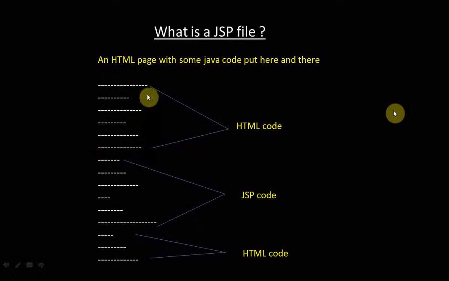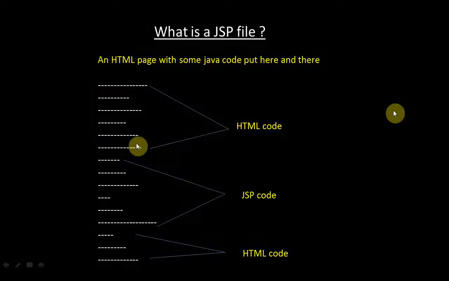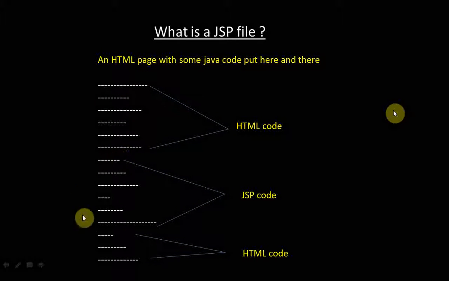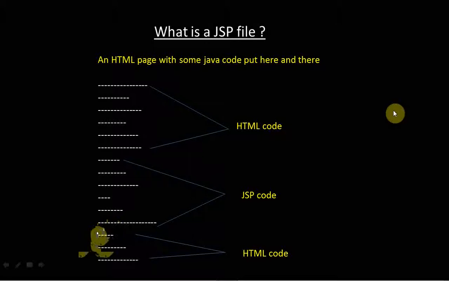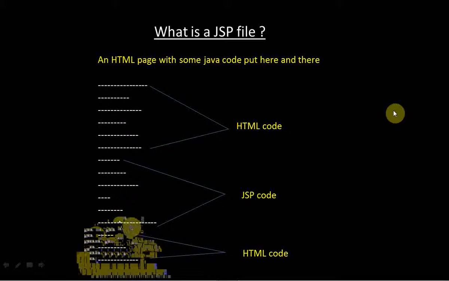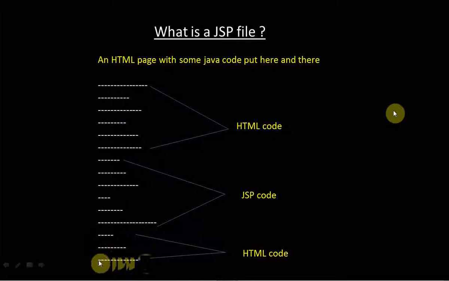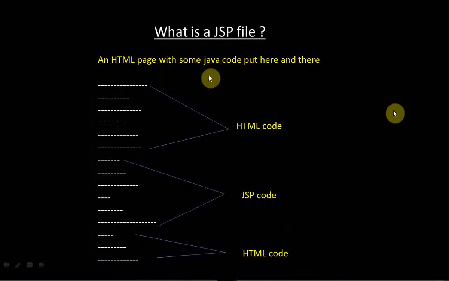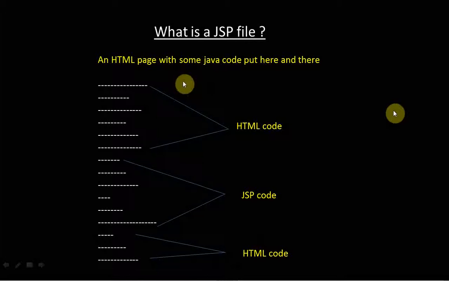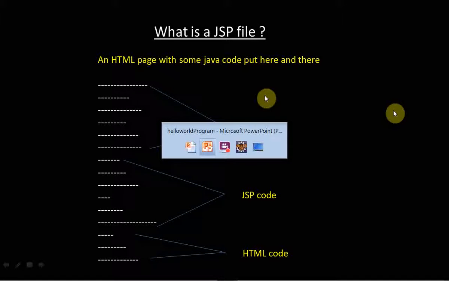For example, this is the code related with HTML. This is the code related with JSP, that is, it's Java code. And then again we are confronted with HTML code. So it's just Java code which has been inserted into HTML code. It can be put here and there.